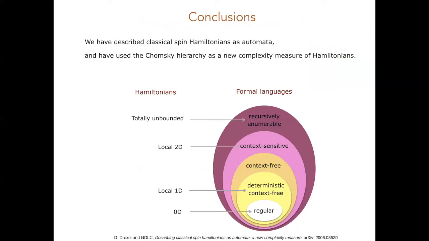All right, so in conclusion, we have described classical spin Hamiltonians as automata, and we have used the Chomsky hierarchy as a new complexity measure of Hamiltonians, and we have shown that local 1D Hamiltonians correspond to deterministic context-free languages, and local 2D Hamiltonians correspond to context-sensitive languages, and in addition, the 0D case corresponds to regular languages, and only highly non-physical spin models correspond to recursively enumerable languages, so those recognized by Turing machines.